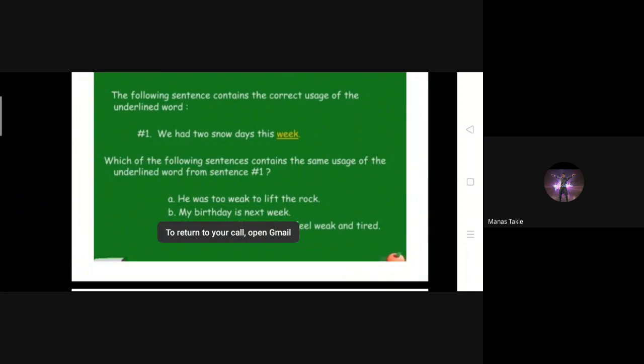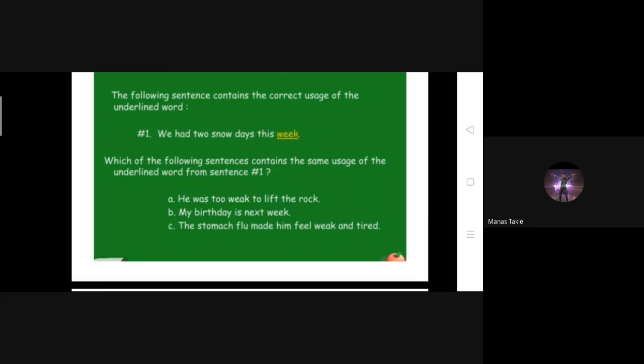Which of the following sentences contain the same uses of the underlined word from sentence one? Sentence one में जो underlined word है, हमें दिए गए sentence में से कौन सा sentence वो exact word use करता है. So it आपको दिख रहा है यहाँ पे. So ये exercise actually सुनने वाला है so that आपको spelling ना नजर आए. But it's fine now.